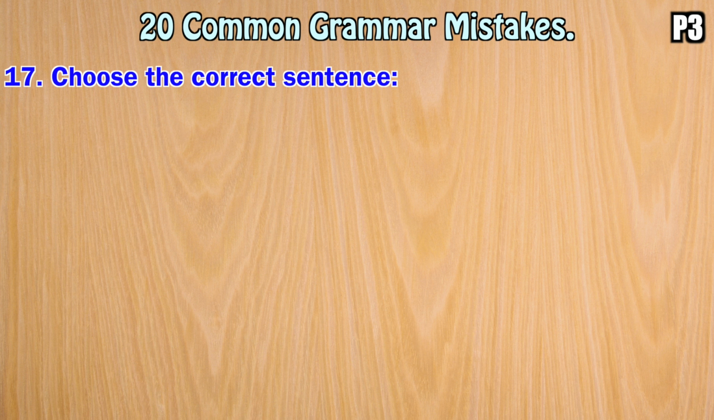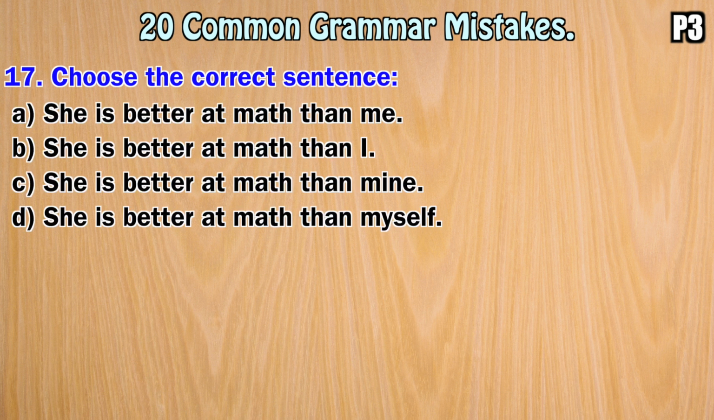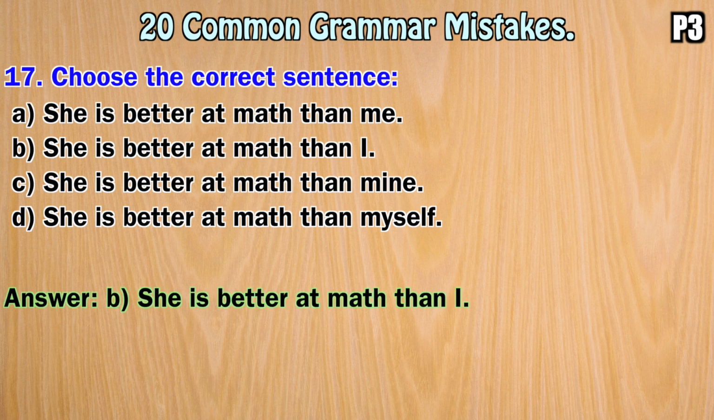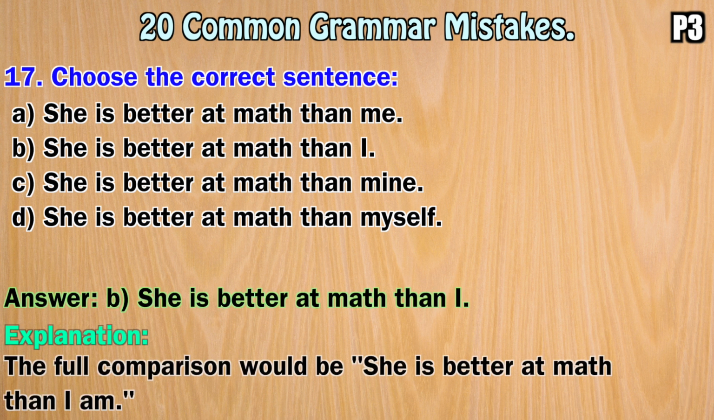17. Choose the correct sentence. A. She is better at math than me. B. She is better at math than I. C. She is better at math than mine. D. She is better at math than myself. Answer: B. She is better at math than I. Explanation: the full comparison would be she is better at math than I am.